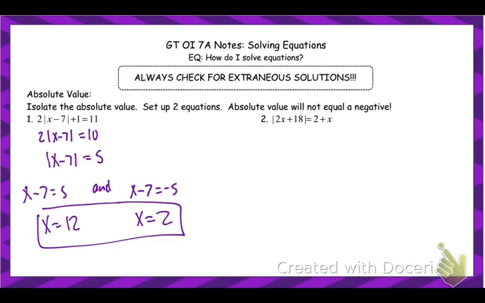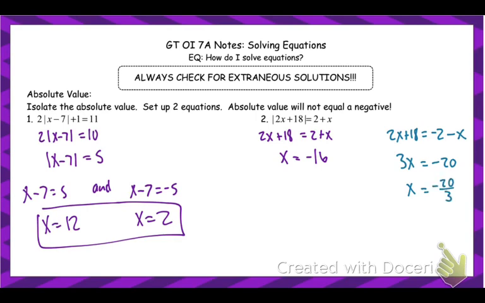All right, looking at our next one. Absolute value is already by itself, so we'll go ahead and set up 2 equations. 2x plus 18 equals 2 plus x. My second equation, 2x plus 18 equals -2 minus x. We'll go ahead and solve that first one. I get x equals -16. Go ahead and solve our second one. I get 3x equals -20, so x equals -20/3.